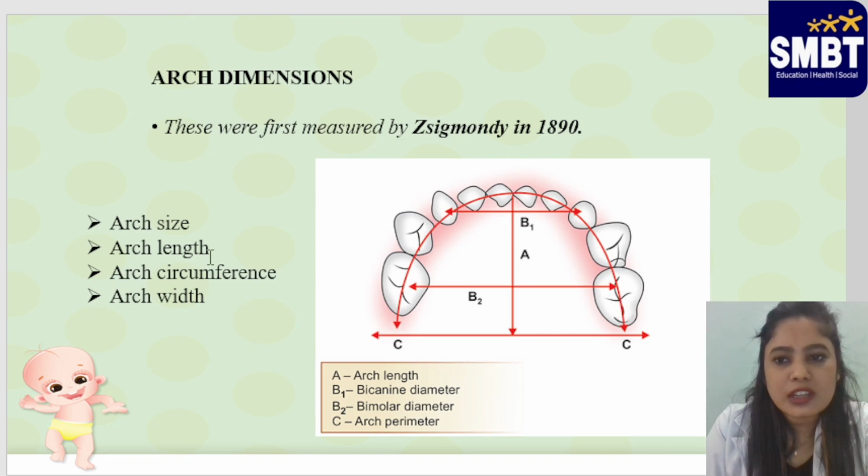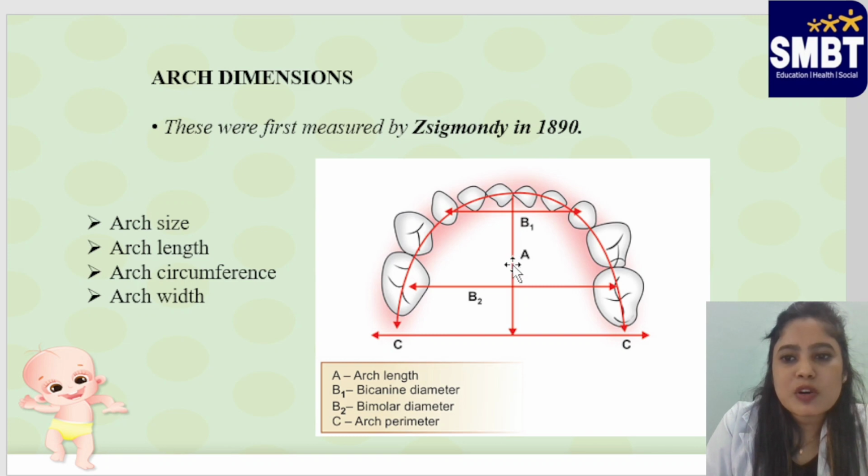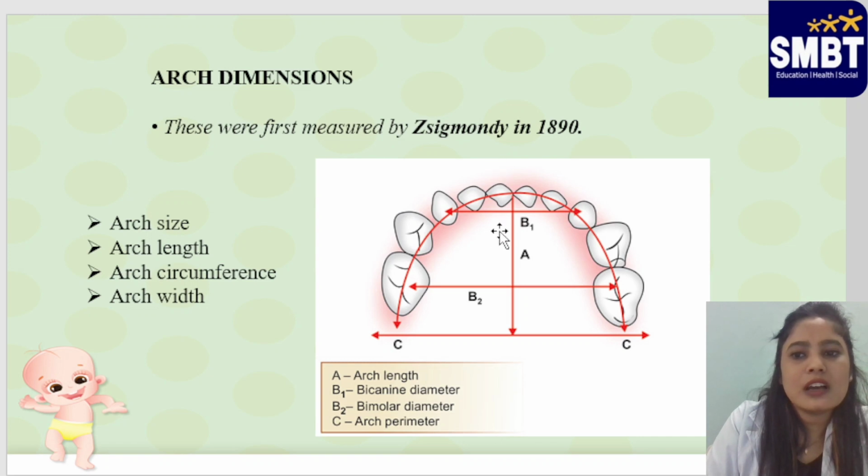Now what is arch length? This is the vertical line which is perpendicular to the tangent to the molars. So this is the line which starts from the midline of the central incisors and comes back perpendicular to the tangent to the posterior surface of the molar. This is the arch length.